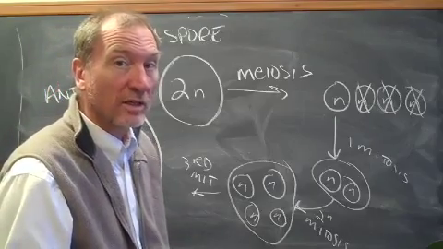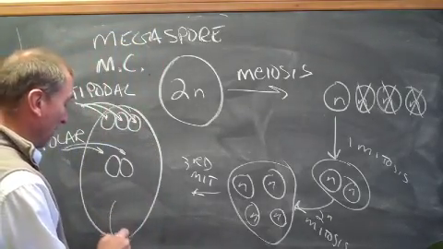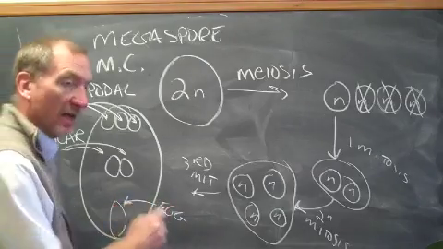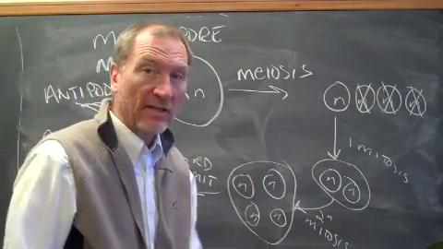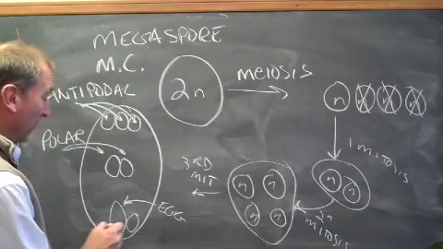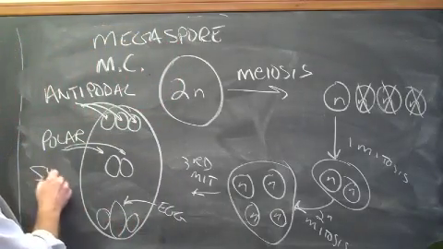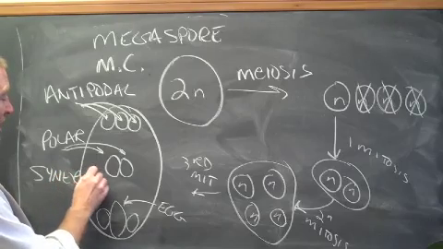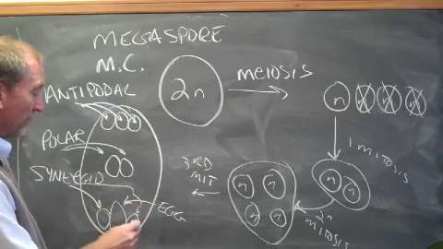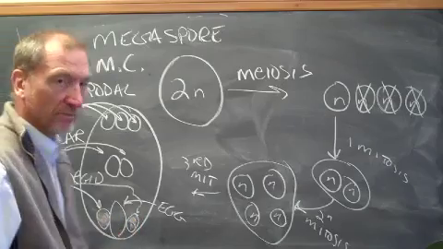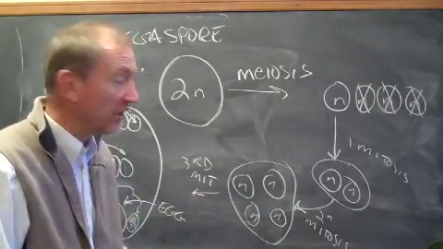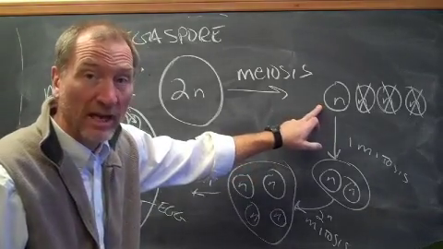The one in the middle is the egg. That's the egg cell. And then on either side of the egg, flanking the egg, are 2 cells called synergids. S-Y-N-E-R-G-I-D. 2 synergid cells. 8 cells, the result of 3 mitotic divisions of the original megaspore.